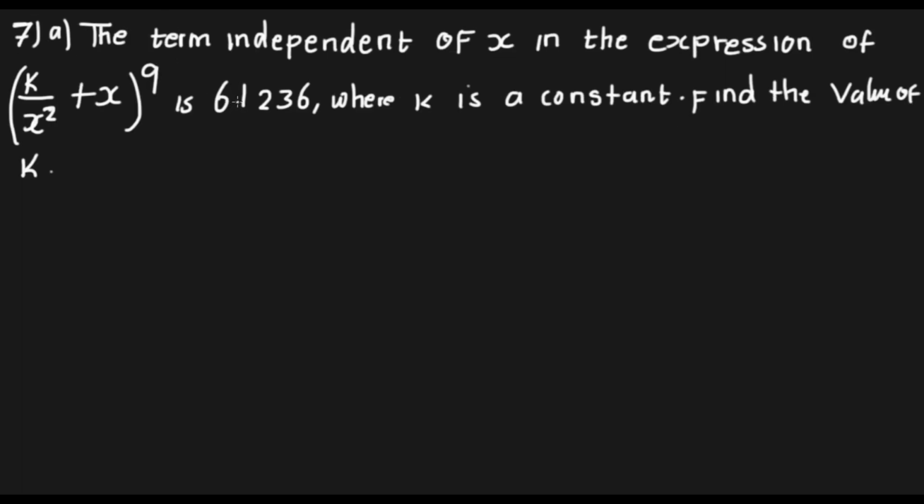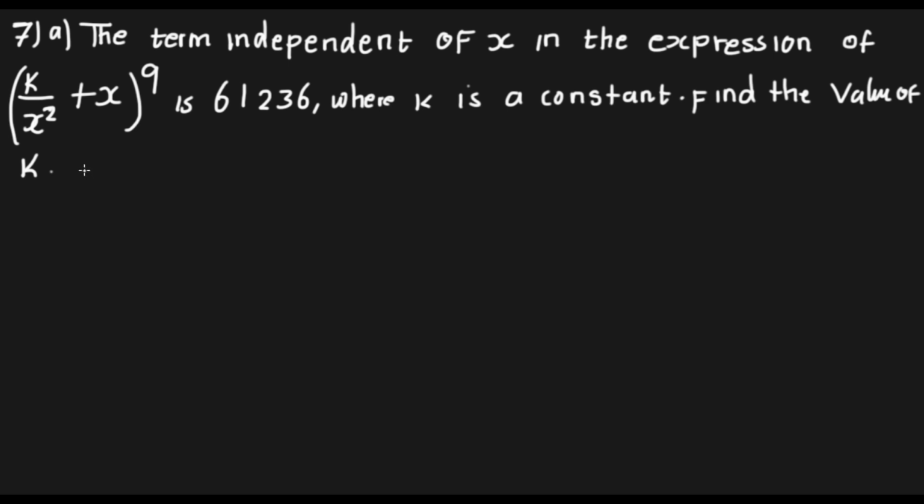Right, we move on to question 7a. The term independent of x in the expression of, we have k over x squared plus x, enclosed in brackets, raised to the power 9, is 61,236, where k is a constant. Find the value of k.